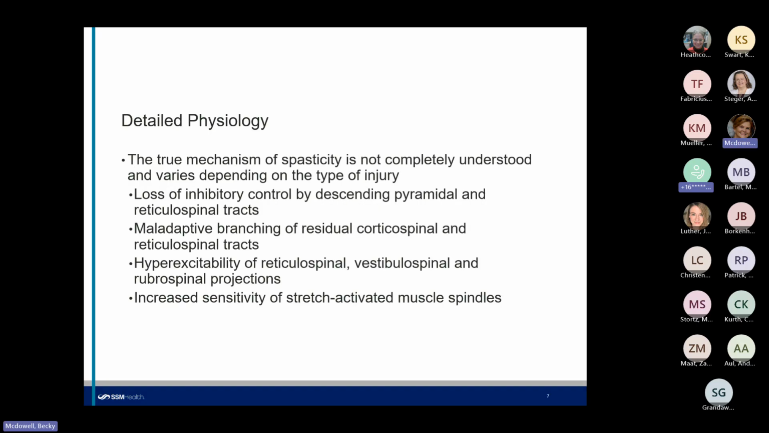This slide is going much deeper into the physiology, but in general, the true mechanism of spasticity is not completely clear, and it varies depending on the type of injury that leads to spasticity. There is usually a loss of inhibitory control by the descending pyramidal and reticulospinal tracts, maladaptive branching of the residual corticospinal and reticulospinal tracts, hyperexcitability of the reticulospinal, vestibulospinal, and cerebrospinal projections, which then all leads to increased sensitivity of the stretch-activated muscle spindles, which then results in spasticity. I don't expect anybody to remember that, but that's the background.